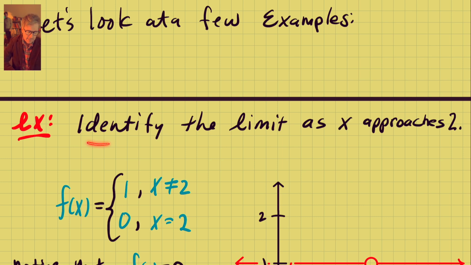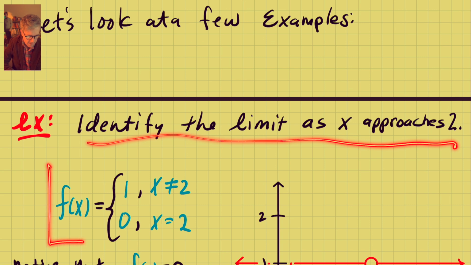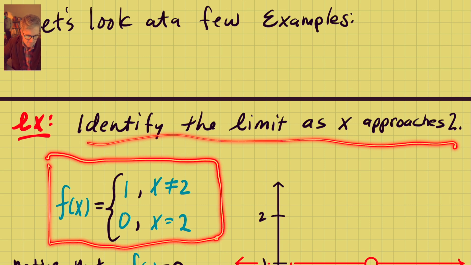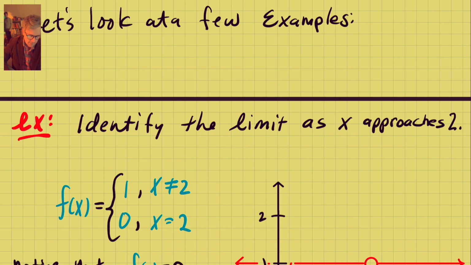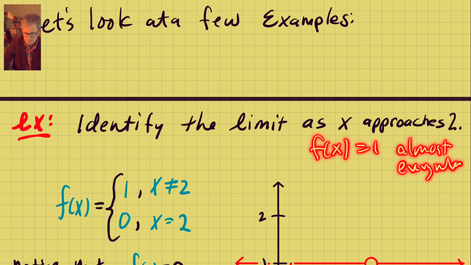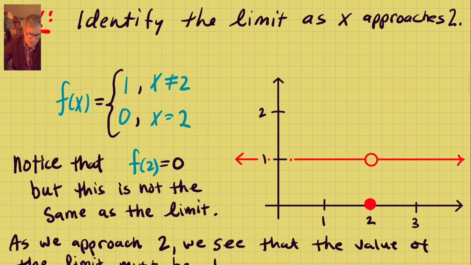Here's an example. Identify the limit as x approaches 2 of f of x. Here's f of x. It's a piecewise function with two pieces. One piece is equal to 1 whenever x is not equal to 2, and the other is where f of x is equal to 0 when x is equal to 2. So f of x equals 1 almost everywhere, and f of x equals 0 at 2. Really the function is a horizontal line except for one spot where there's a hole, and we've plotted the function here.